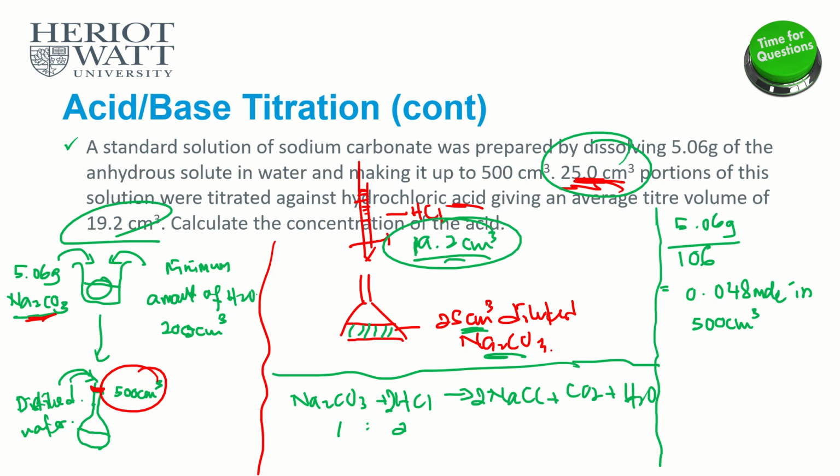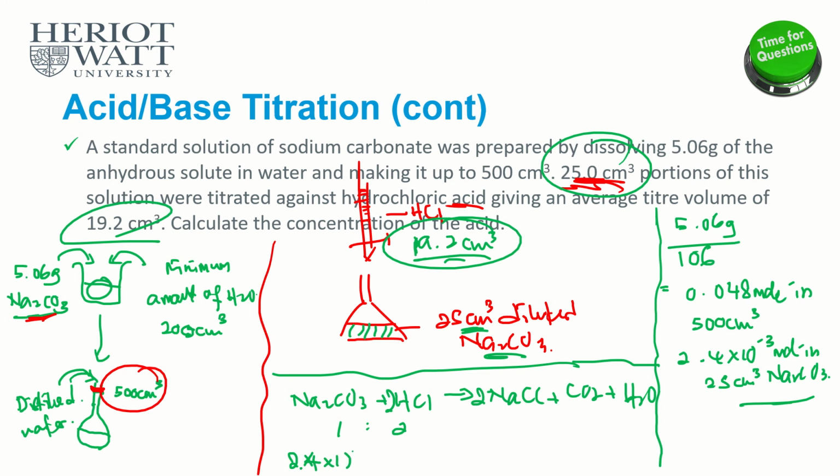So now we do the calculation, the ratio thing, to get the mole in 25. If you have 0.048 in 500, how many in 25? So I'm going to use 25 divided by 500 times 0.048. Then I get 2.4 times 10 to the power negative 3. That's the mole in 25 centimeter cubed of sodium carbonate. So now we know the mole of sodium carbonate. Let's put it on here.